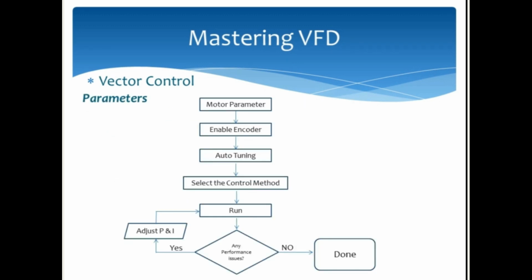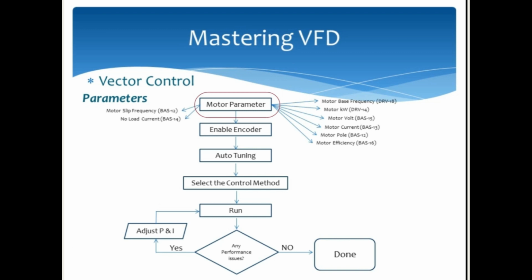For parameters, we need to follow a sequence. First, we need to enter motor parameters, which are motor base frequency, rated kilowatts or horsepower, rated current, rated voltage, motor slip frequency, motor poles, efficiency, and no load current. Plus, we need to enter the supplied frequency and voltage from the source. Then enable the encoder to be used as feedback.